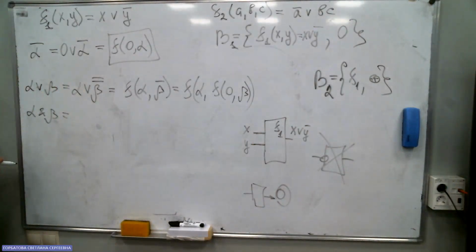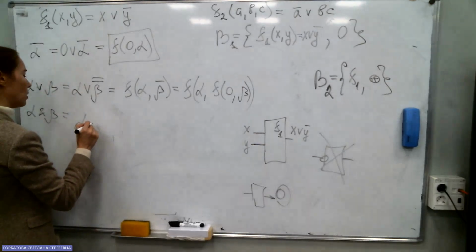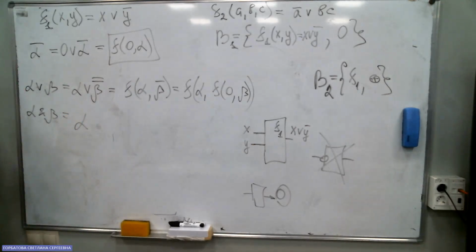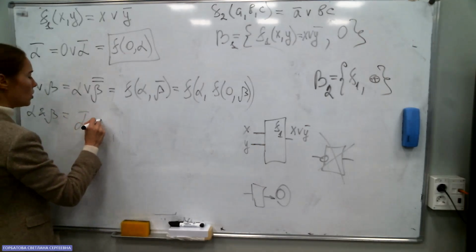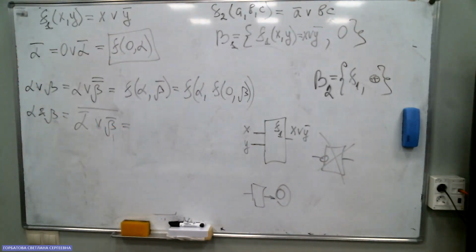Conjunction. Not alpha, not beta, negation, double negation. De Morgan law. Not the disjunction of not alpha and not beta, like this. So it is f of not alpha, beta.